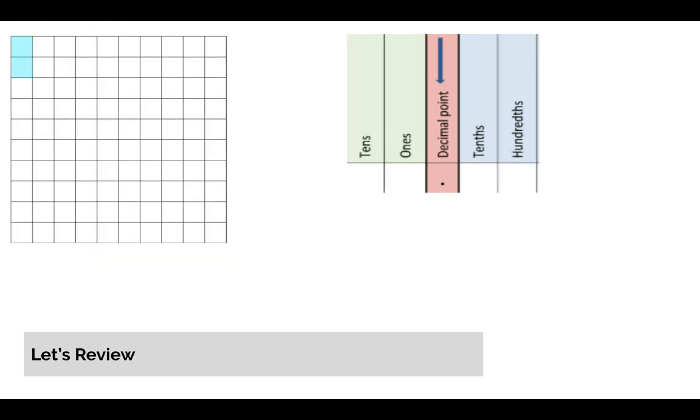Let's try another one. So here we have 2 hundredths. We don't have any whole numbers, so to write it as a decimal, a 0 will go in the ones place. And then we don't have any tenths. As you can see, there are no columns or 10 rods shaded. So a 0 is going to go in the tenths place.